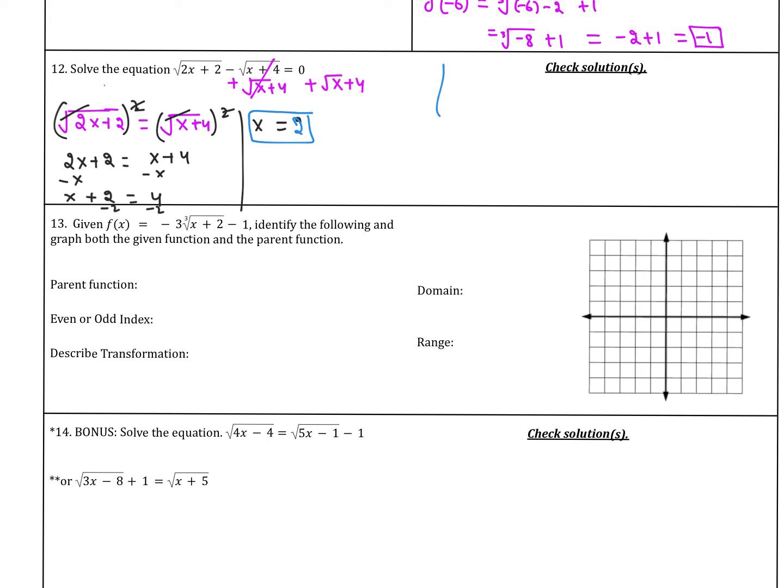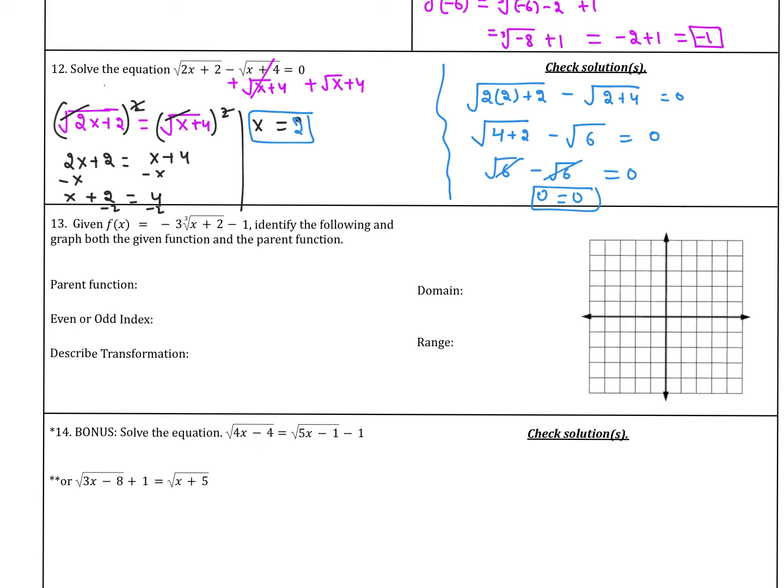But before we take the final answer, we have to check. We're going to plug x as 2 into the given equation and see if we have the right answer. You get 4 plus 2, which is 6, so you have 6 and 6. 6 minus 6 is 0, so the square root of 6 minus the square root of 6 is 0 equals 0. So this is our final correct answer.